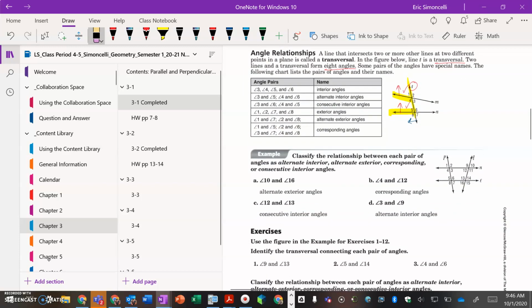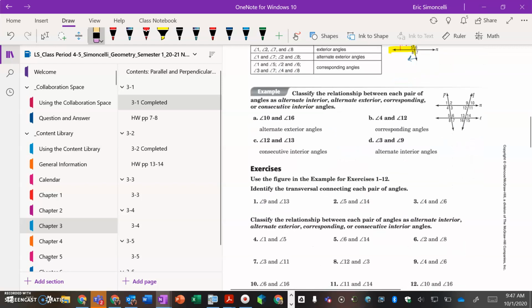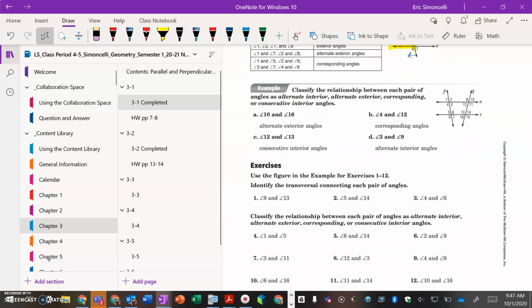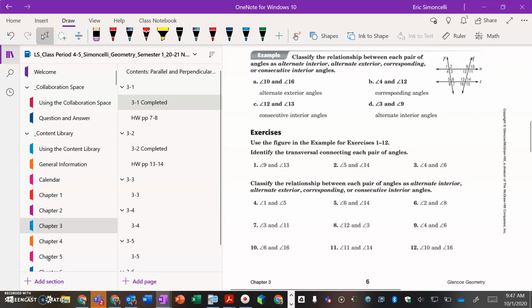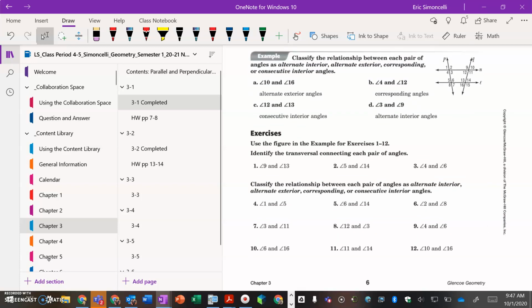Okay. We're going to go ahead and continue. Not in section 3.1, but we will in section 3.2. But before I do that, I urge that you take a look at some of those problems there on page 6. The remaining questions, numbers 1 through 12, use the figure in the example above to do those.